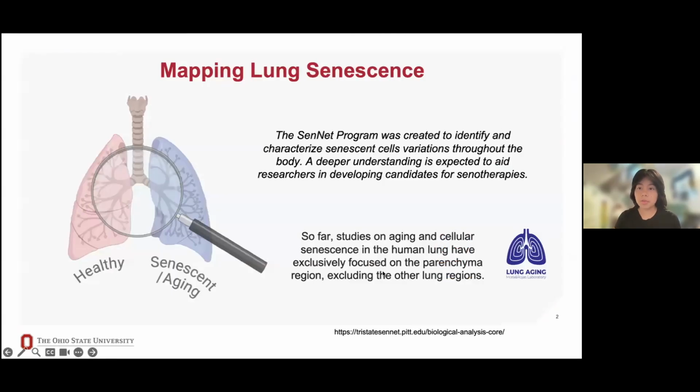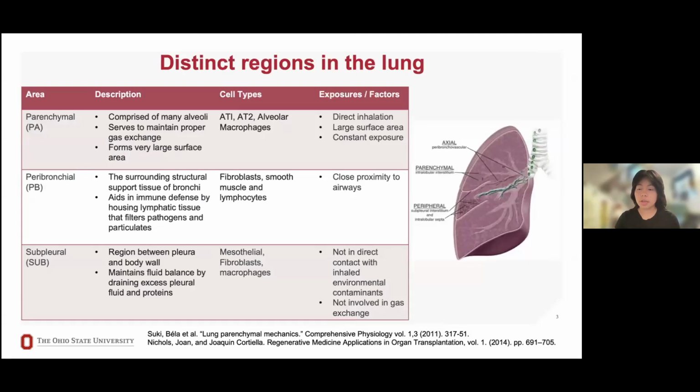So at the Rojas Moore Lab, we take a look at the lungs specifically, and we work with SenNet to characterize senescent cell variations. So far, studies in the human lung for senescence have exclusively focused on the parenchyma region, which excludes other lung regions that we think are important to look at. So for my project, I decided to focus on three different lung areas: the parenchyma, the peribronchial, and the subpleural regions. As you can see, each region has a difference in their cell type makeup, as well as differing exposures to the environment and environmental stressors.